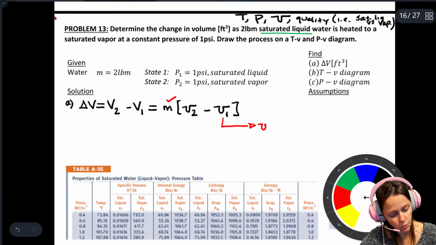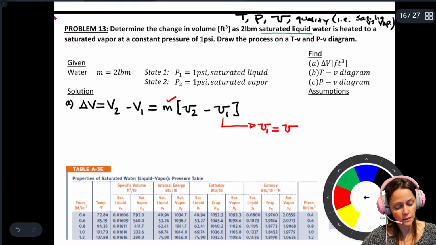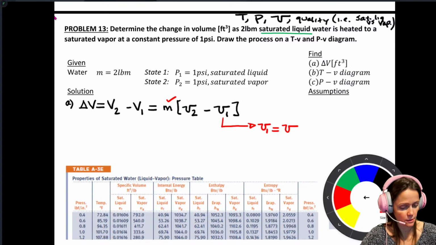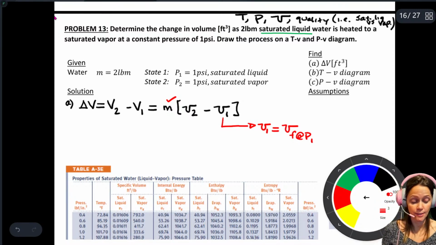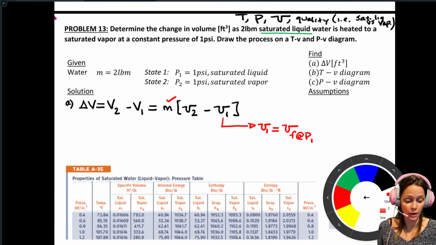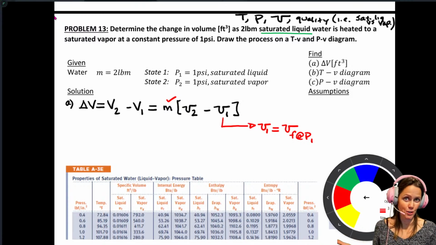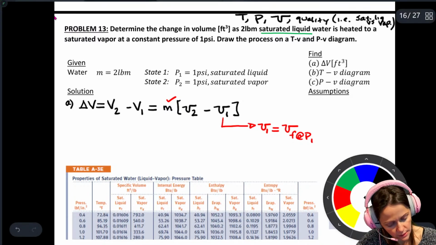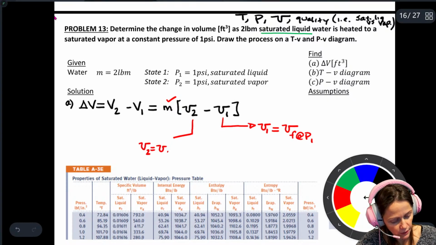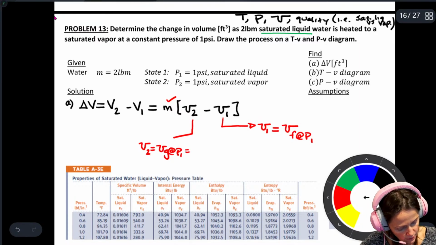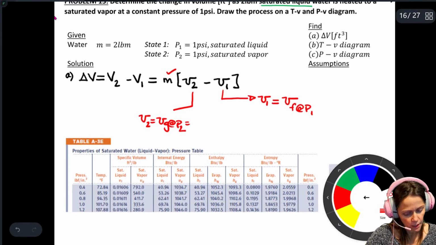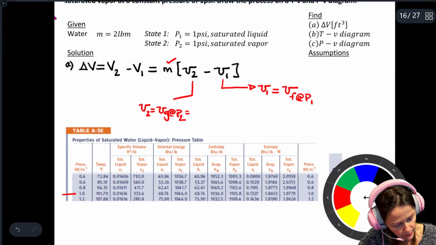So V1, well, at state 1, it's a saturated liquid, so it's going to be the V sub F at P1. It's the specific volume of the saturated liquid portion of that saturated water, and it's all saturated liquid because they told us that it is. This guy, it's going to be the V sub G value at P2 because it's a saturated vapor and they told us that. So we're at 1 psi. So there's my numbers right there.